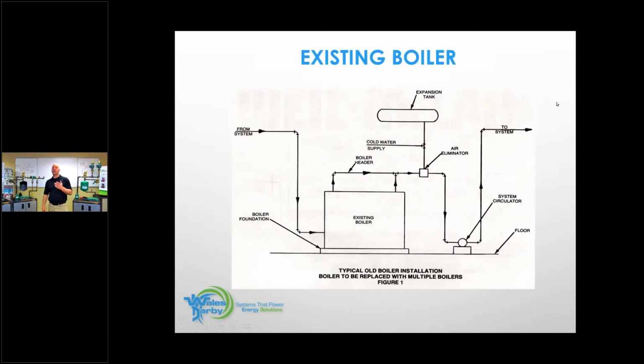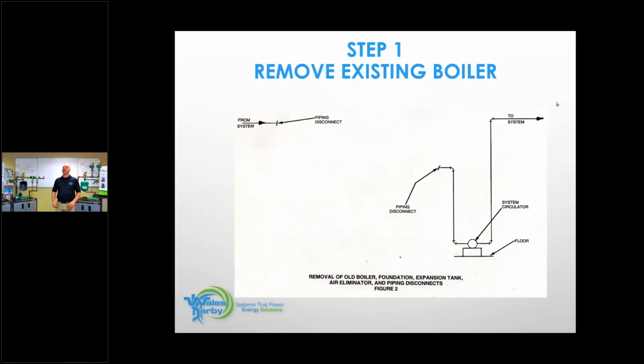It gives us the ability, because of the low pressure drop, to manipulate the water between those 2 T's. So this is an existing boiler system. We're going to go in there, we're going to find somewhere on the supply, somewhere on the return, and we're going to cut those pipes.